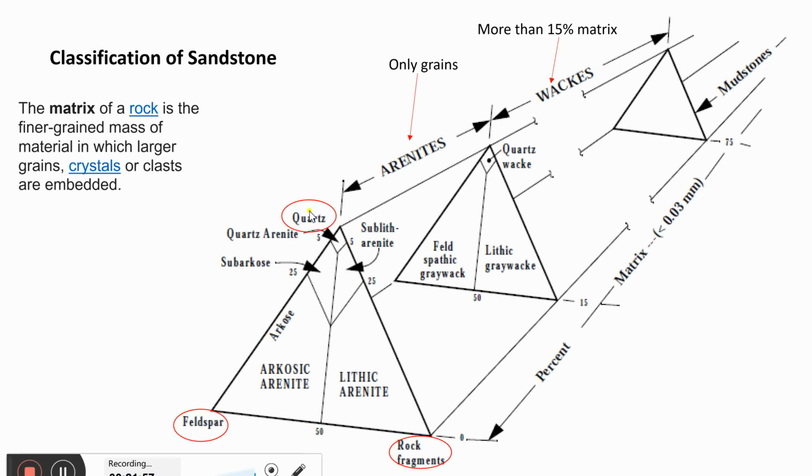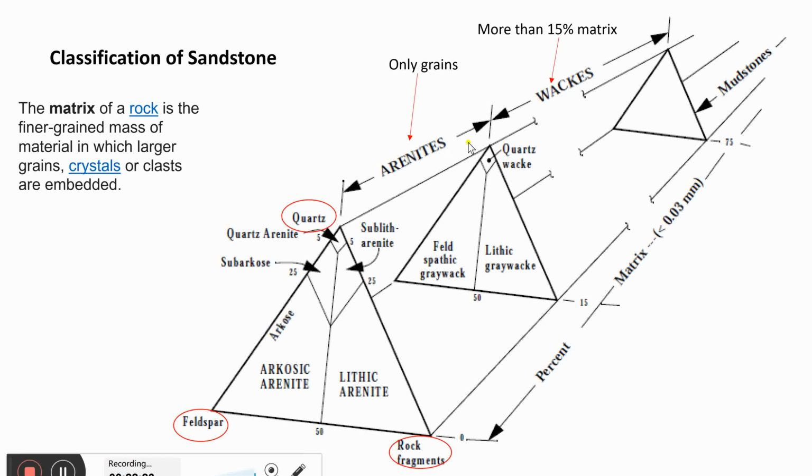So with the variation of these minerals, quartz, feldspar, and other minerals, the sandstone type is also going to change. And for that, there is specific terminology. For example, arkosic arenite, or you can say arkosic sandstone, lithic arenite, lithic sandstone, or sublithic arenite.